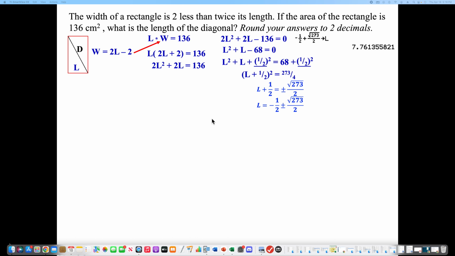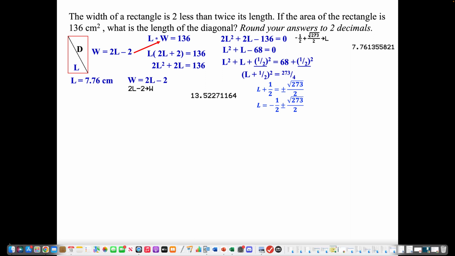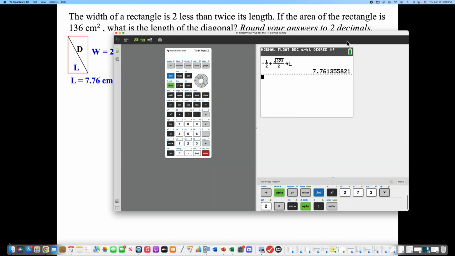All right, so then what we're going to do is come back over here, and we'll say that the length is 7.76 in case they want us to type it in. Now, to find W is 2L minus 2, so we're going to type that into the calculator. 2 alpha L minus 2 stored into the width. So again, hopefully my calculator won't crash here.